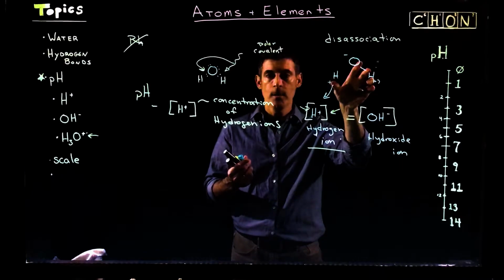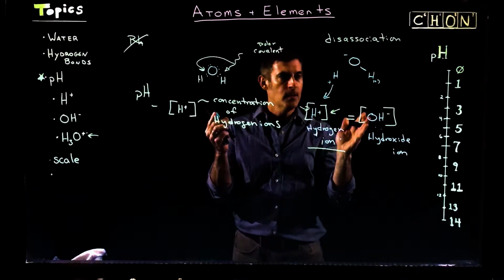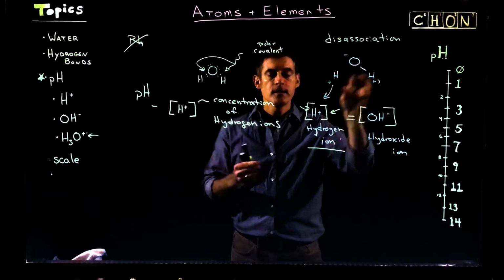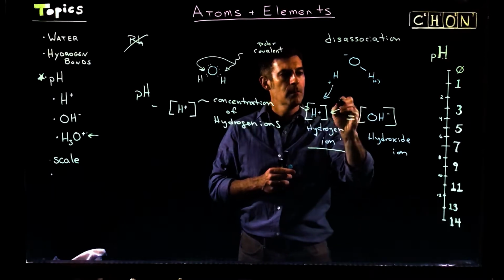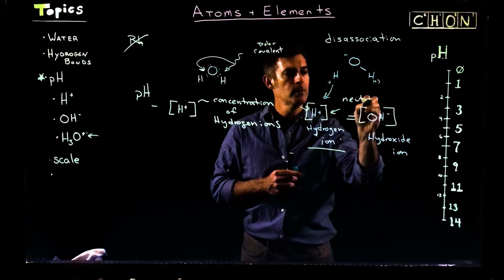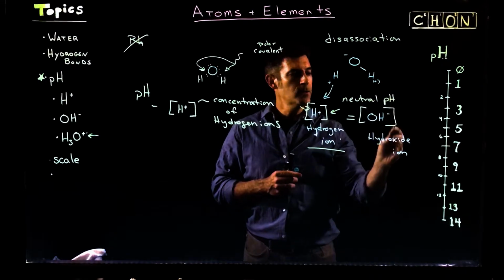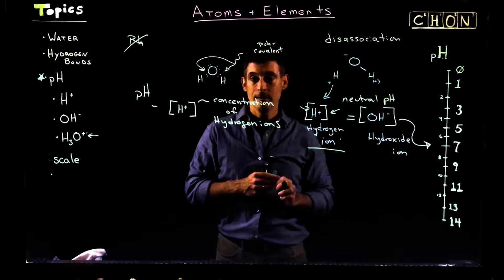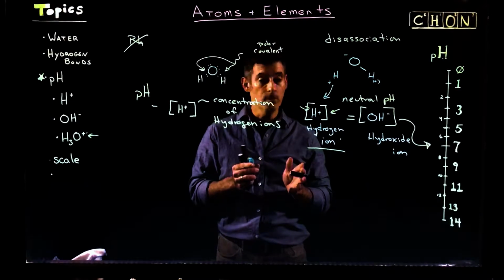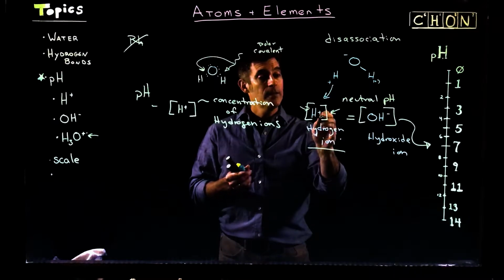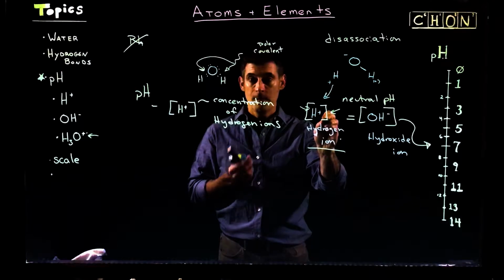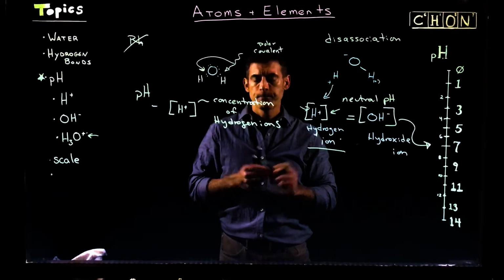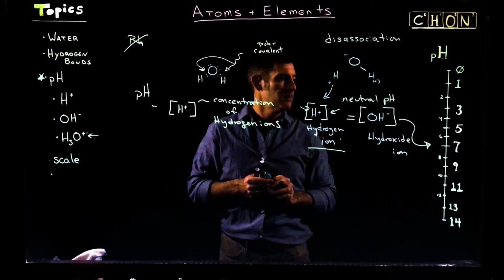If you took one water molecule and broke it into two halves, you have the same number of hydrogen ions as you do hydroxide ions. That would be what we call a neutral pH, which on the pH scale you may know as pH 7. So pH 7 is neutral because at that point you have the same number of hydrogen ions as hydroxide ions.